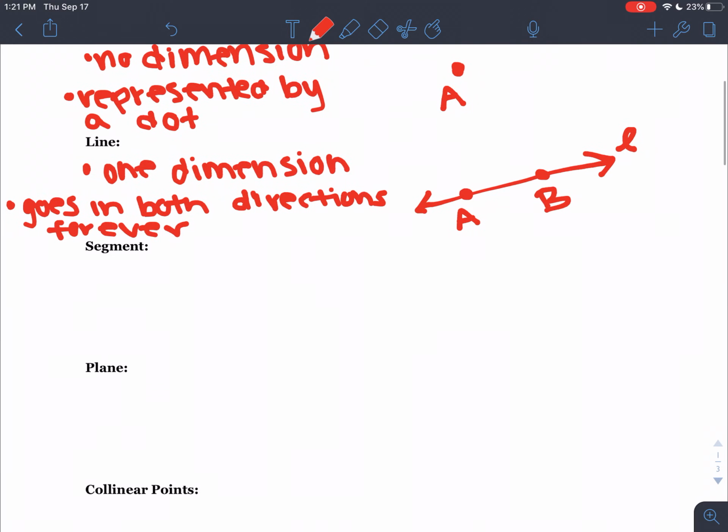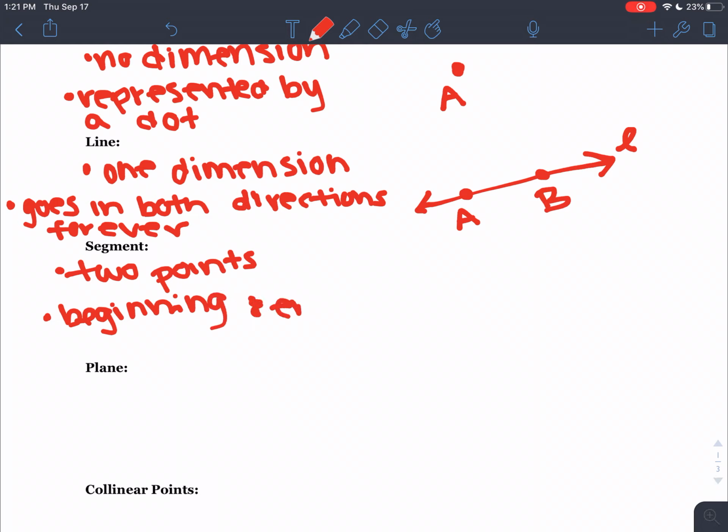A segment, on the other hand, is very similar to a line, except it has a beginning and an end. So it consists of 2 points with the beginning and an end. So this is just like drawing a line, except when you have points A and B, you connect them and don't extend beyond those endpoints.